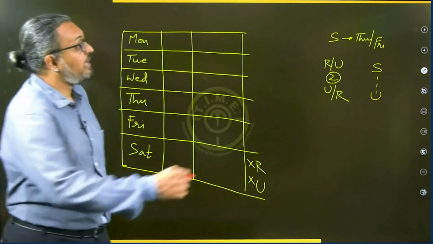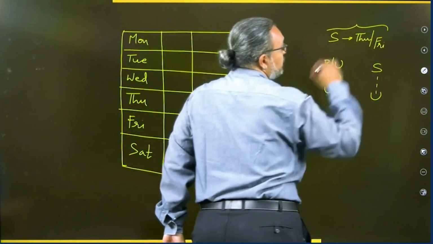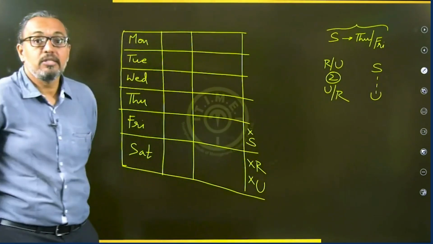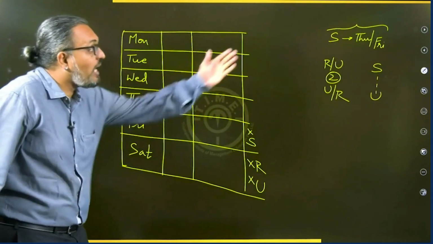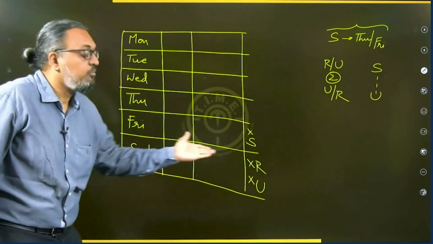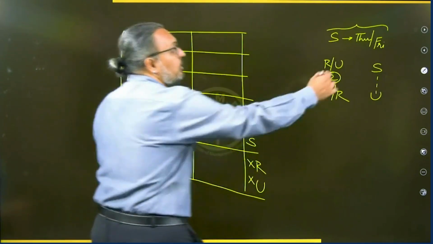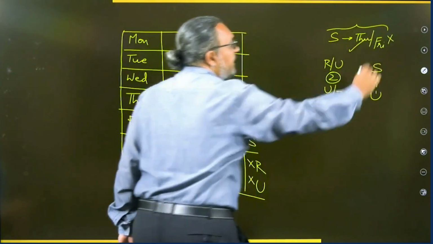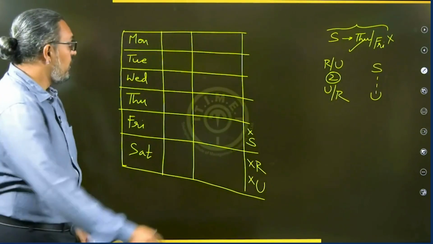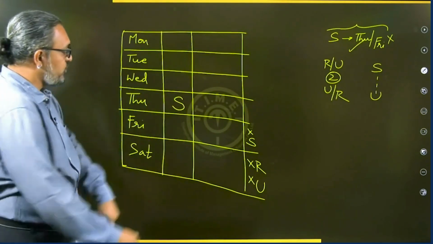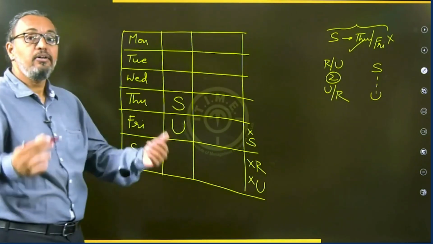But now look at it. S was given either on a Thursday or a Friday. Now I can say S cannot be on a Friday, because if S is on a Friday, U has to come on Saturday. But neither R nor U is on a Saturday. That is why S is ruled out on a Friday. So the only day S can be on is Thursday. Then after S you need U, so U has to be on a Friday.